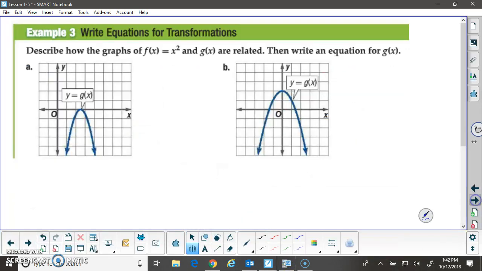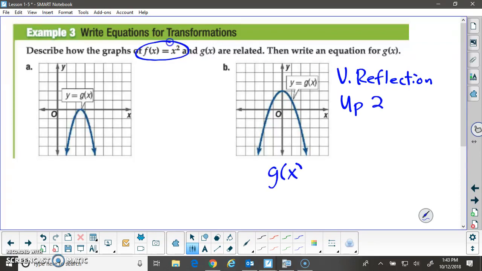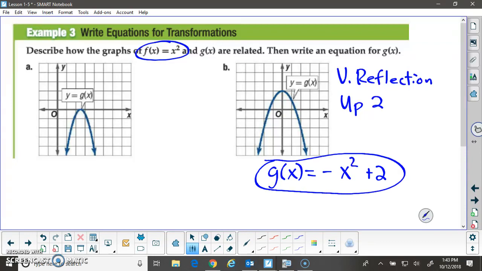So keeping that in mind, you're going to have problems like this where it gives you a picture of a graph and tells you the parent function is x squared. You have to write an equation. Well, you can see that both of these have been reflected vertically. Let's start with example B here. You can see that my transformation is a vertical reflection and then also shifting it up 2. So my equation would have to be g of x equals negative x to the second, and then plus 2. That would be the equation that would produce this graph.